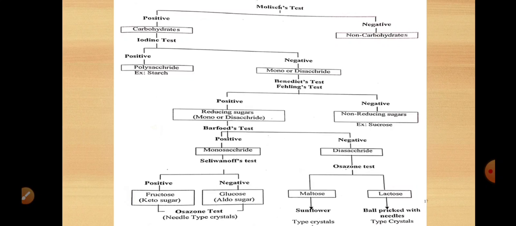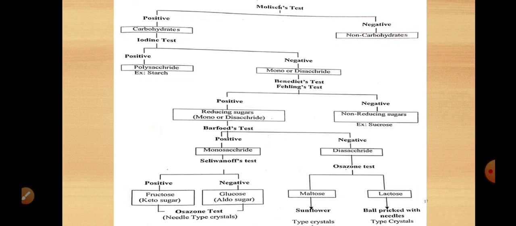Next, if you get the positive result from the Barfoed's test, it encourages you to further go for identifying the actual carbohydrate. For that we will be doing the Seliwanoff's test. When you carry out the Seliwanoff's test, again you can expect two types of observations, one is positive result, another is negative result. If you get a positive result, it indicates the presence of keto sugar, that is fructose. And if you get a negative result, it indicates the presence of aldoses, that is glucose.